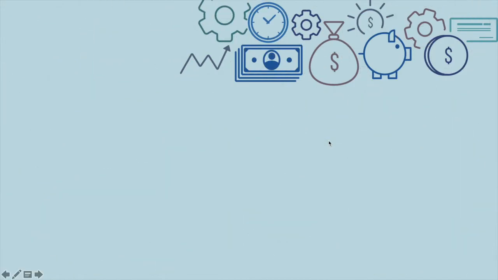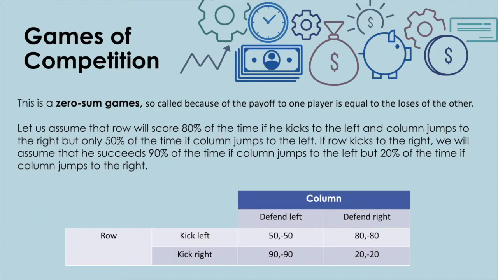Hi, my name is Vio and I'm going to explain about the games of competition. This is a zero-sum game, so called because the payoff to one player is equal to the losses of the other. So it basically means that when one player wins, the other loses, so the payoff sums to zero.